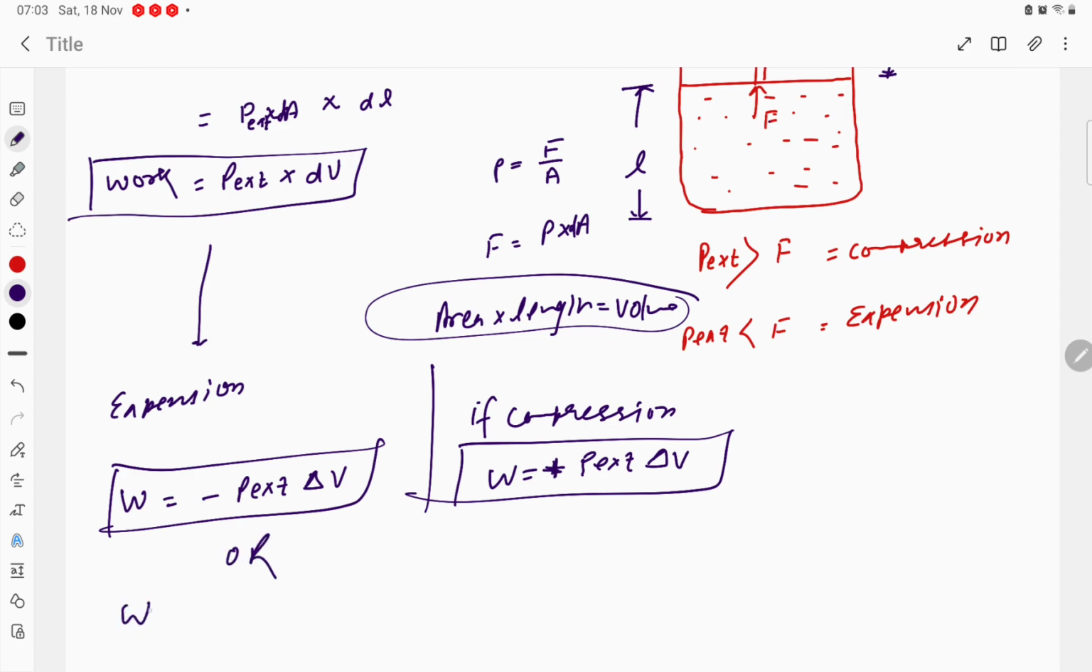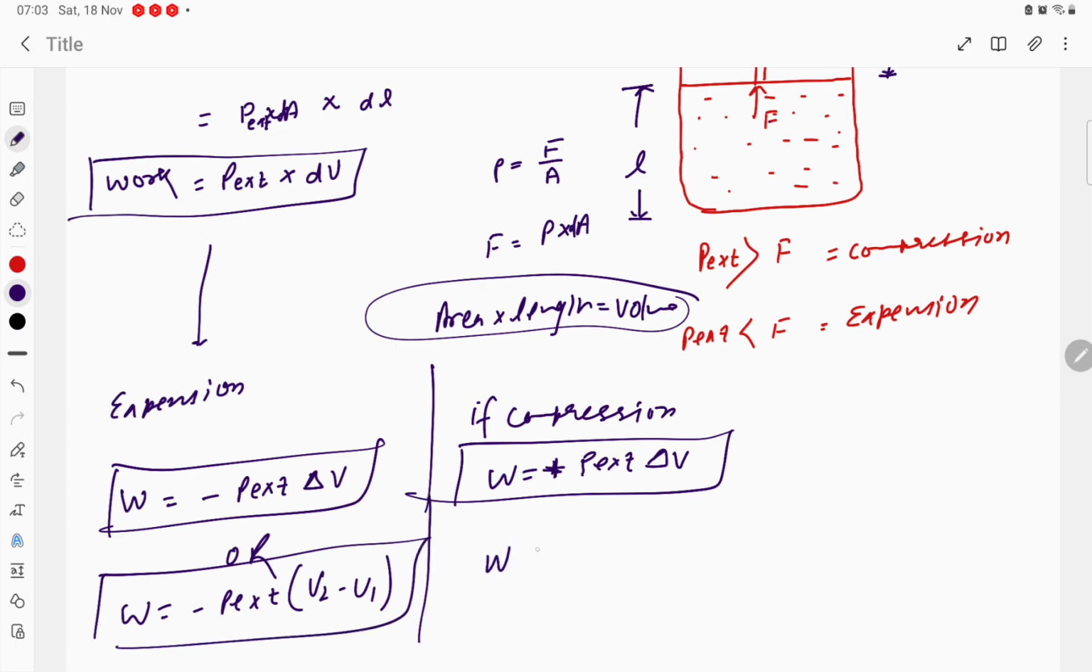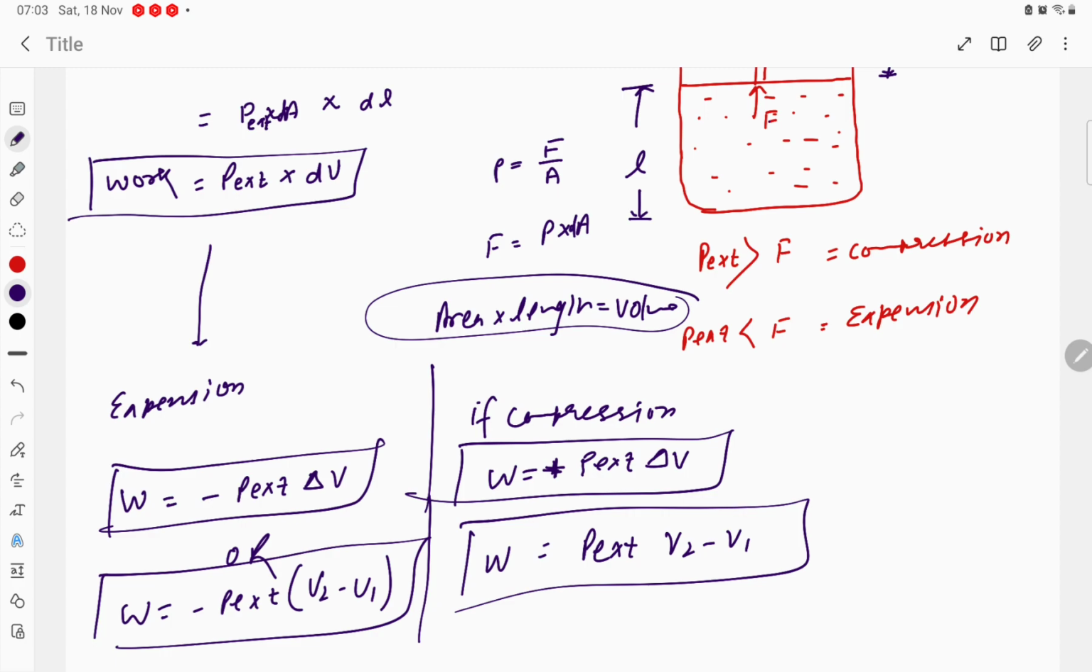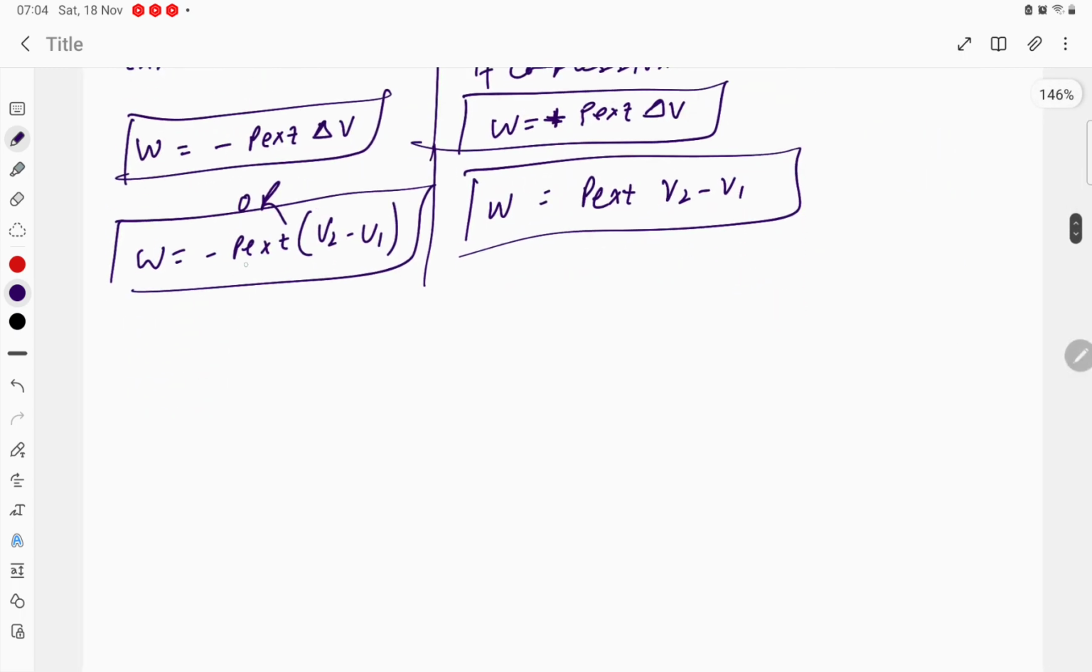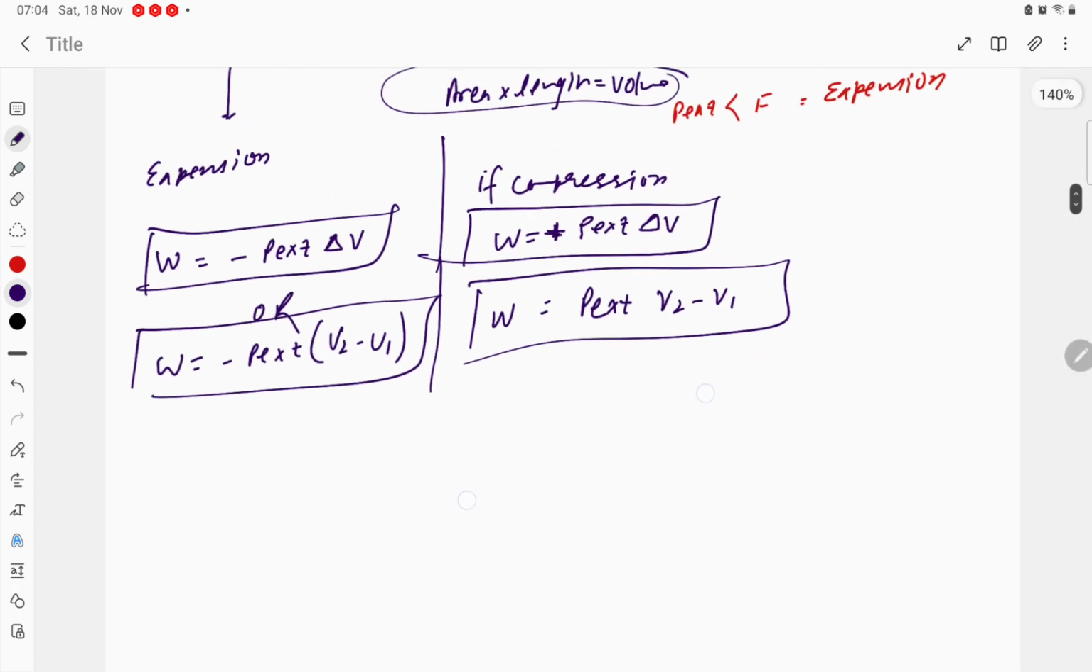Or also you can write, student, W is equal to minus P external (V2 minus V1). So this is the answer, the derivation. If it is expansion, V2 will be greater than V1, and in compression V2 will be less than V1.